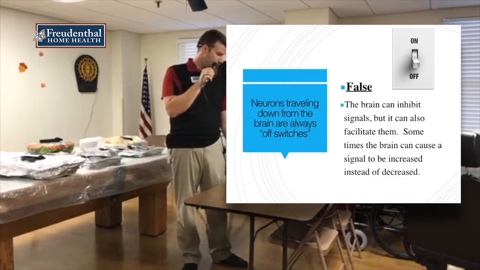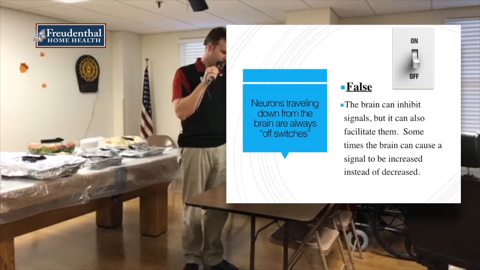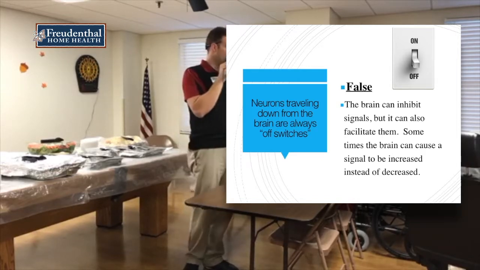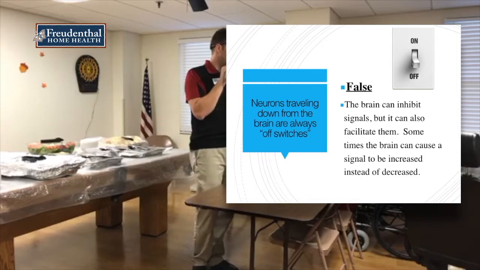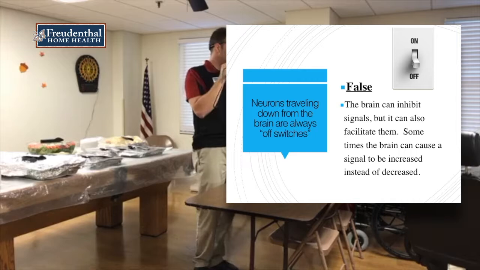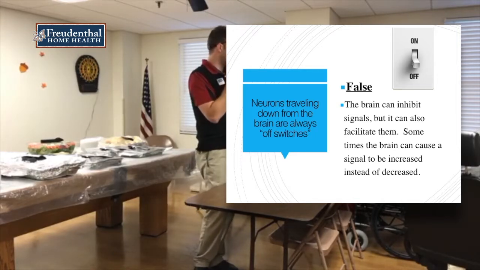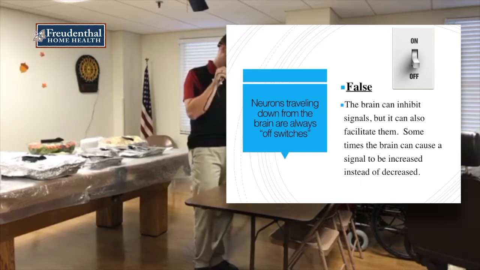Neurons traveling down from the brain are always off switches. False. Yeah, the brain is constantly regulating information coming up from the nervous system and down from the brain. So it can be both an on switch or an off switch. And that can explain why we have pain sometimes, because the brain is actually sending a signal down that's causing a nerve signal to then increase signals up.